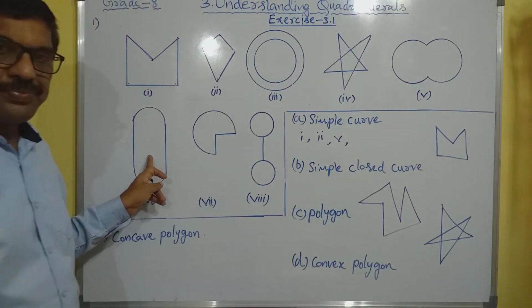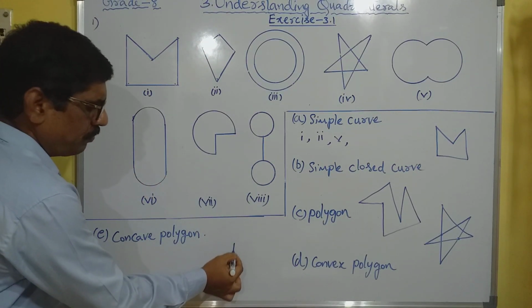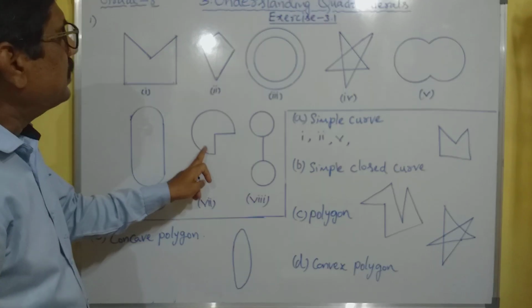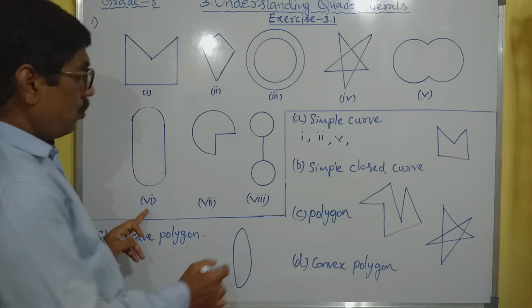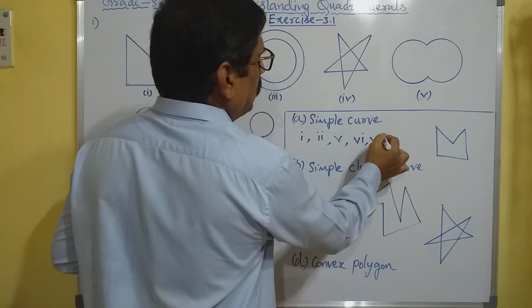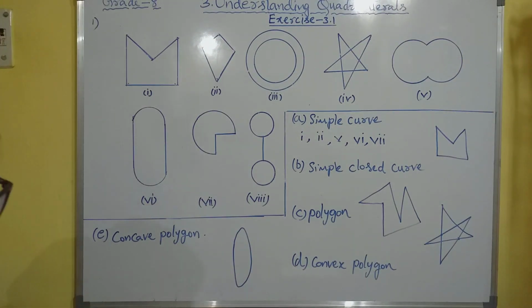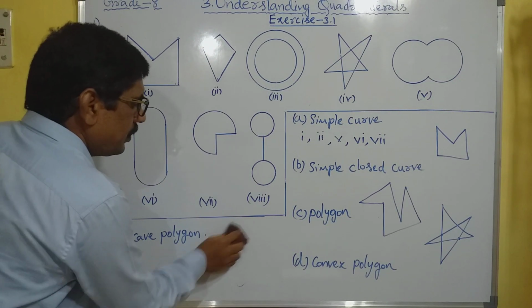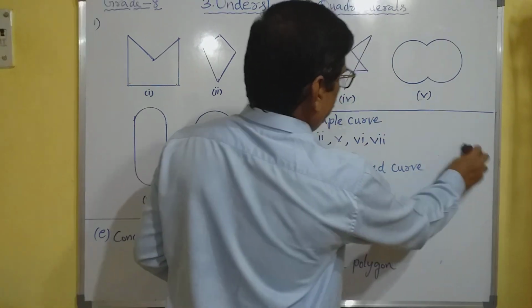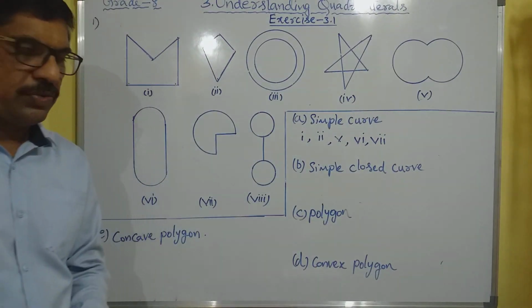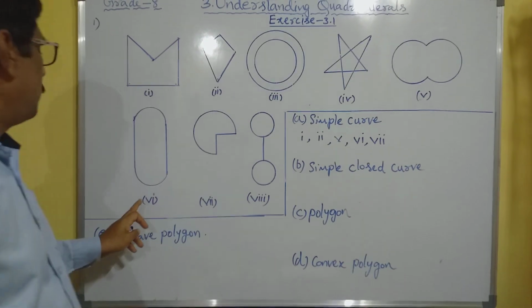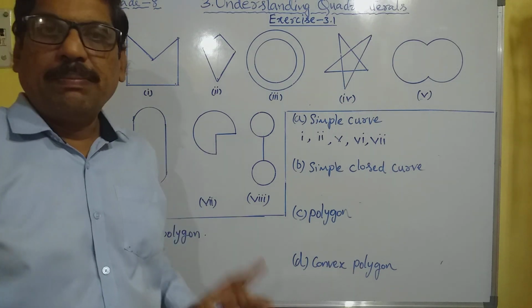Now look at this one. This is also a simple curve. Simply we can draw like this without intersecting the curve at any point. So the 6th one and 7th one are also simple curves. Now look at B. What is that B? Simple closed curves. So 1, 2, 5, 6 and 7 are simple curves.